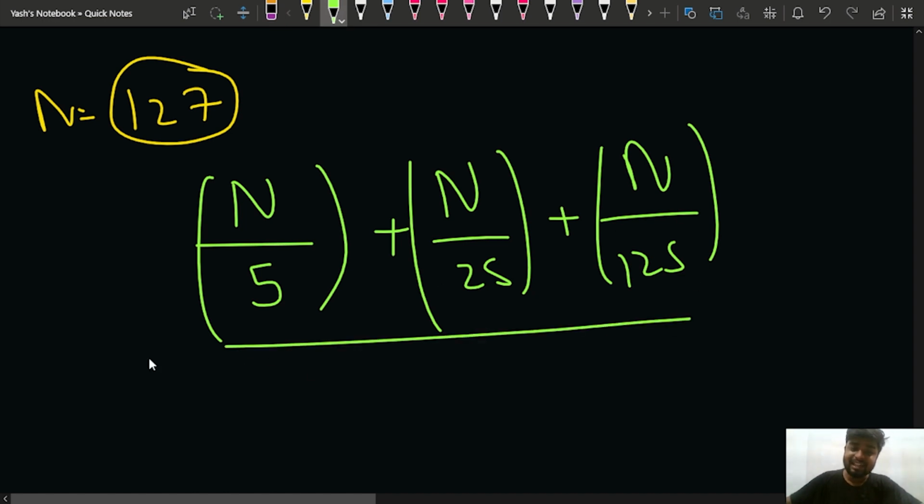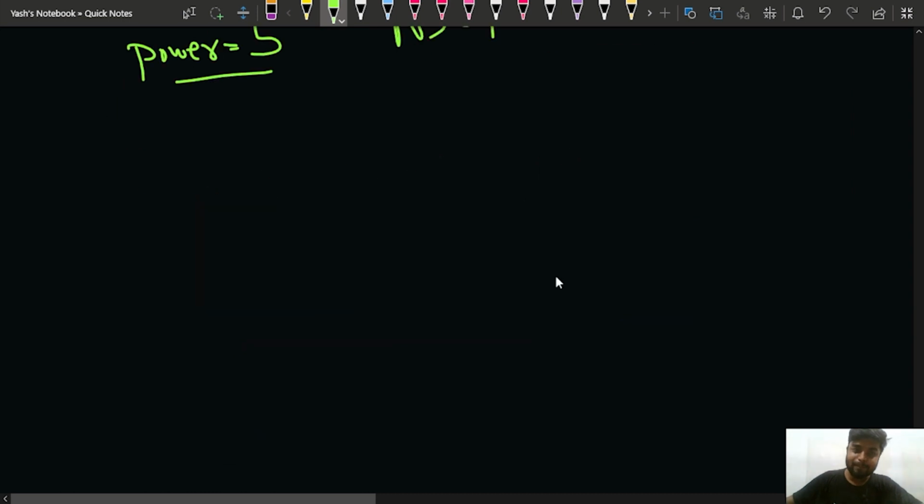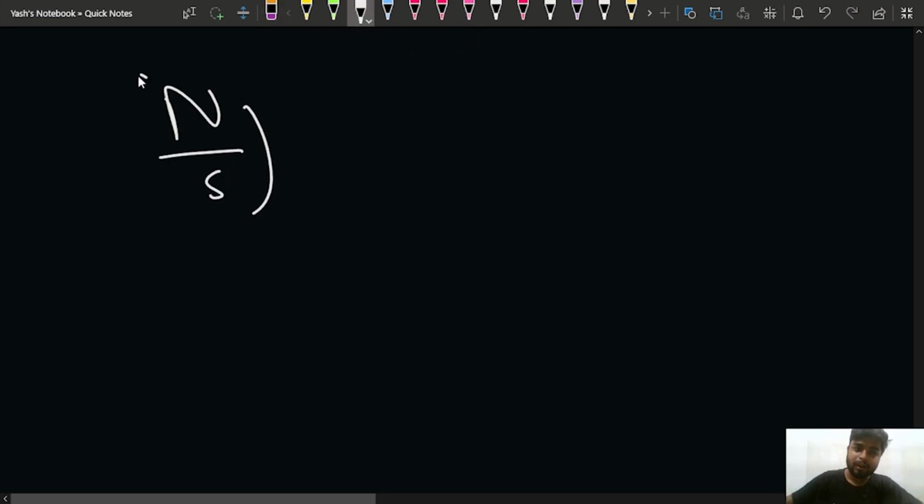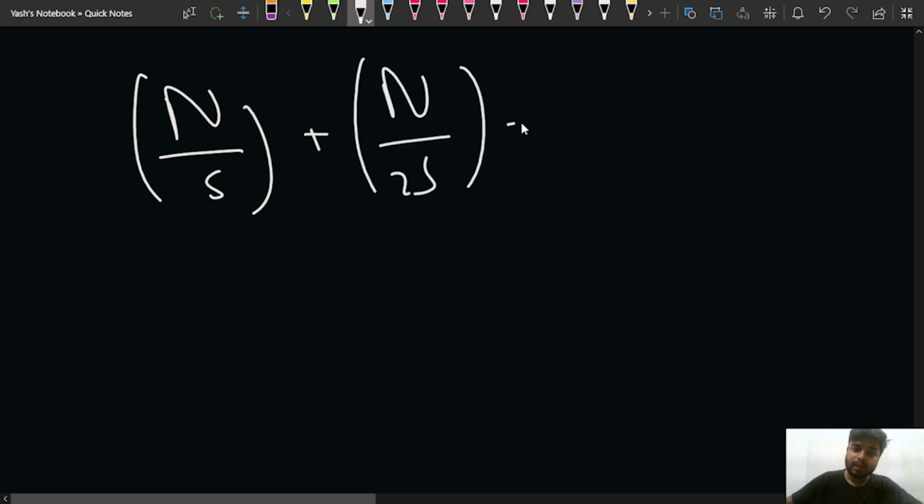So eventually I can take the power as 5 initially, and I can divide till the number is greater or equal to the power. The number of trailing zeros will be nothing but n divided by 5 plus n divided by 25 plus n divided by 125 and so on, in the multiples of 5.